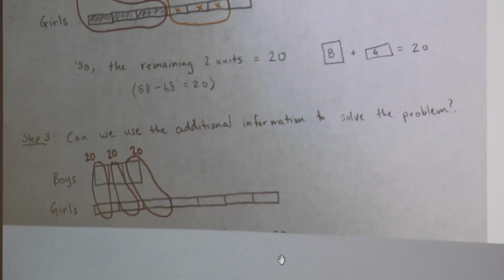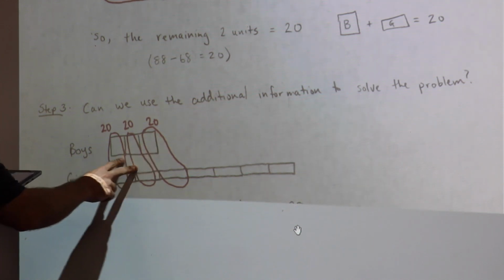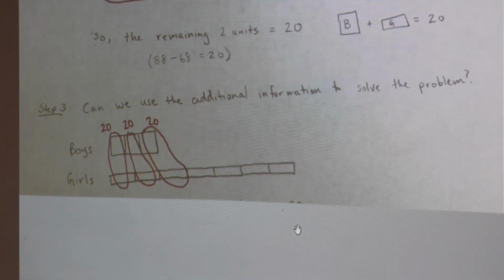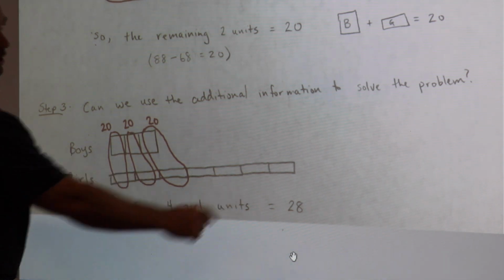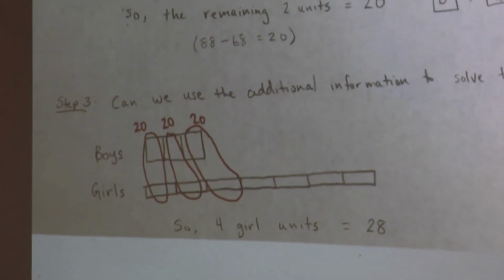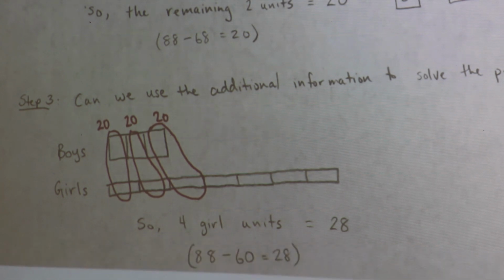So here, I've shown that this is 20, 20, and 20, so here we have 60 children. I'm going to subtract that from the total of 88, and then I'm going to see, so 4 girl units equals the remainder. Okay, so now we're going back down into like 3rd grade, possibly even 2nd grade, right? So once we've gotten to this point, the kids are ready to go, right? They can see it, they can taste it.